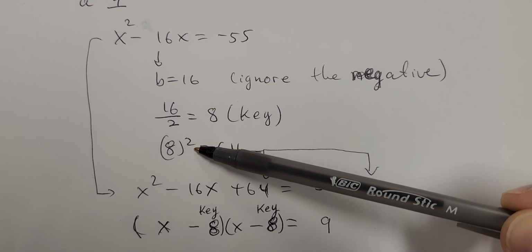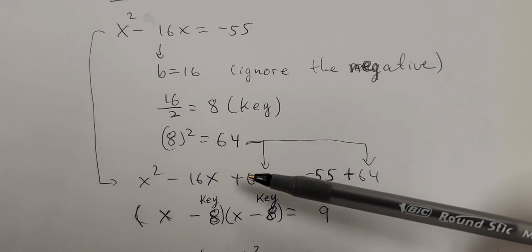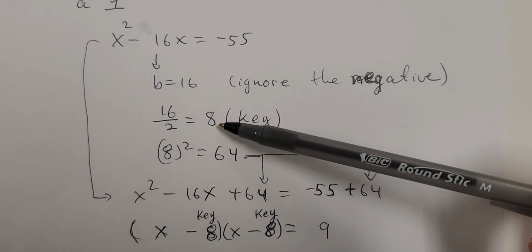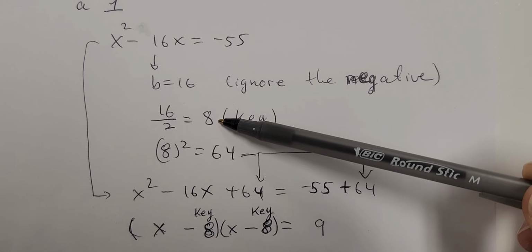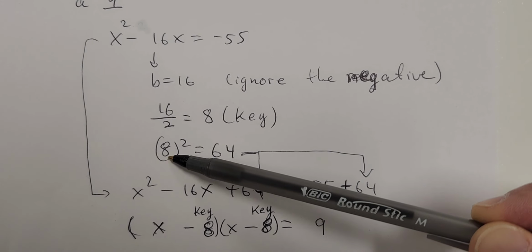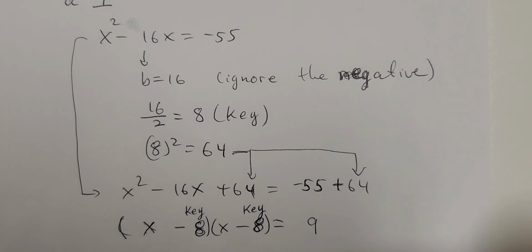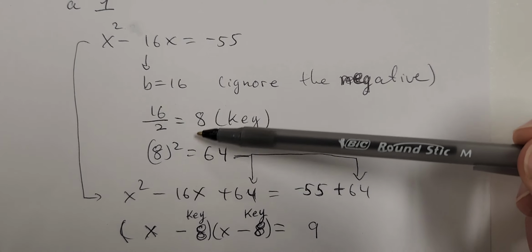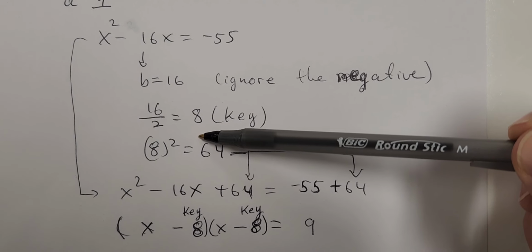And then square the key, that gives me 64. Okay, so 16 divided by 2 gives me 8. Label my key because I will need this key later when I factor. And then square the key, which is 8 squared, 64. All right, so be careful of this step right here. Make sure you do this part correctly.